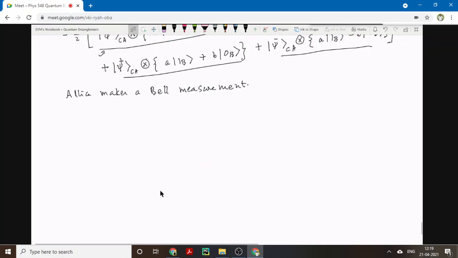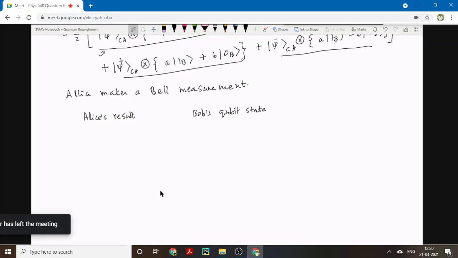Alice's result and Bob's qubit state. Suppose Alice gets a result phi plus CA, then Bob's qubit is simply A times 0B plus B times 1B. I think sometimes I am writing inside, sometimes I am writing outside.